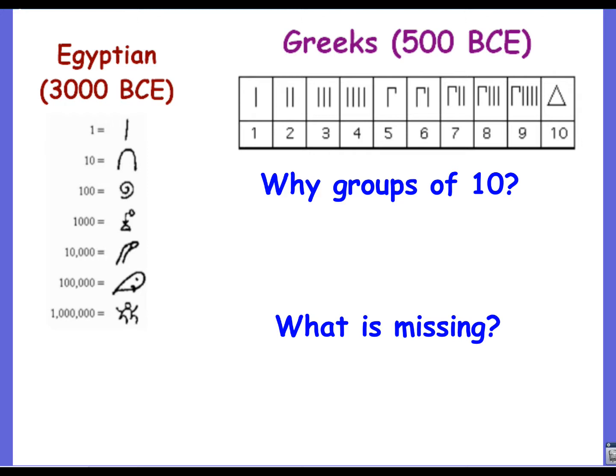We can trace numbers and writing of numbers back to 3000 before the Common Era, or BC as it used to be known. The Egyptians used hieroglyphics to represent numbers with pictures. Something more akin to the way we use numbers these days were the Greeks around 500 BCE. Here you can see clearly that they're using digits for the numbers that we recognize today.